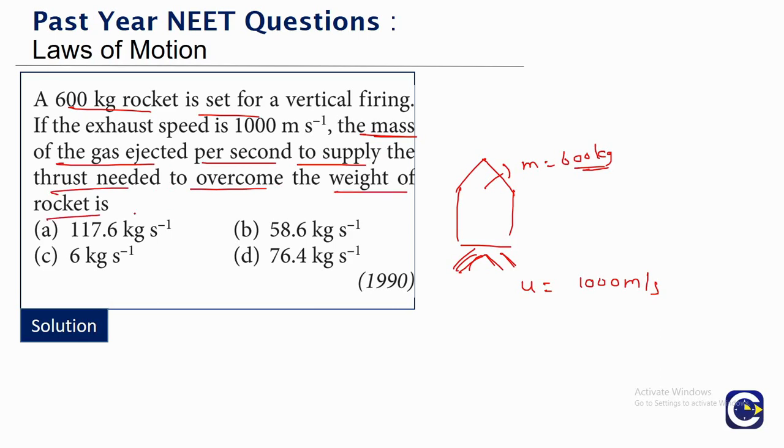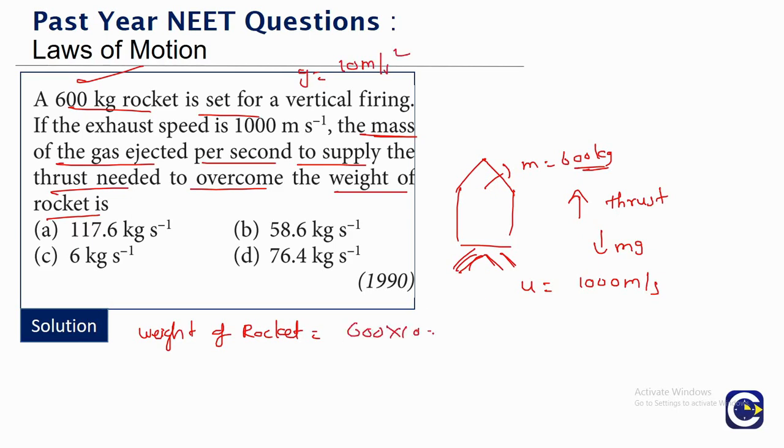to overcome the weight of the rocket. So here we are looking for the situation where the thrust is just able to overcome the weight of the rocket. So what is the weight of the rocket? Weight of the rocket is nothing but M into G. We'll consider G as 10 meter per second square. So 600 into 10, that is 6000 newtons. That is the weight of the rocket.